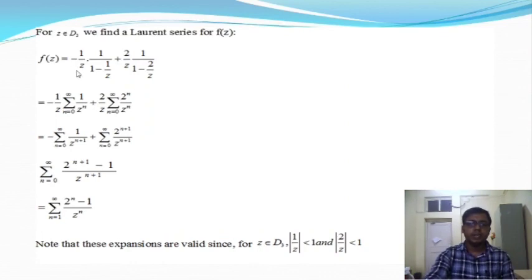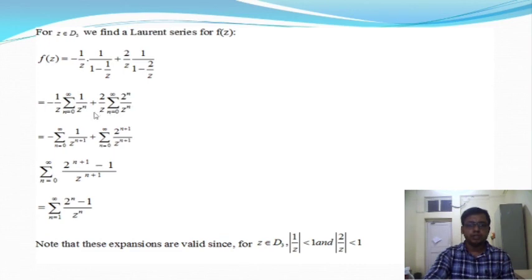From the given function, we will take z as common from the first term and z as common from the second term. We will get this expression, that is minus 1 by z into 1 by 1 minus 1 by z. In the second case, we will get plus 2 by z into 1 by 1 minus 2 by z. And this is the series function I have already mentioned in the previous example, in the first part as well as in the second part. This one will give summation n is equal to 0 to infinity 1 by z to the power n, as well as in the second part it will give 2 by z into summation n is equal to 0 to infinity 2 to the power n by z to the power n.